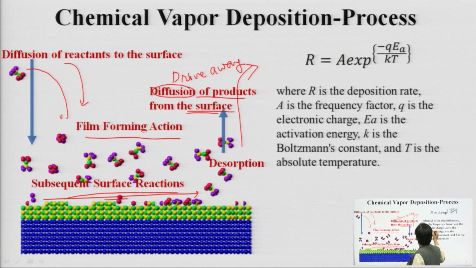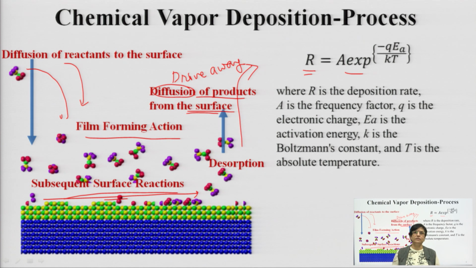Now, what is this rate at which it is happening? Now, this is basically A exponential minus qEA upon KT. What is this? R is the deposition rate, the rate at which the species are getting deposited. And what are the factors on which it is dependent?